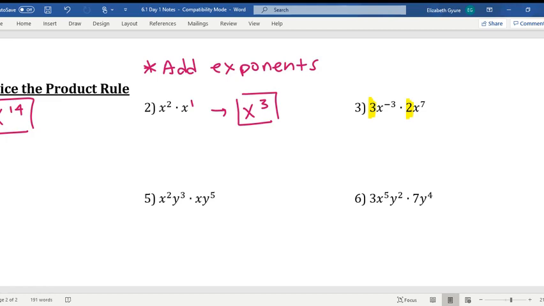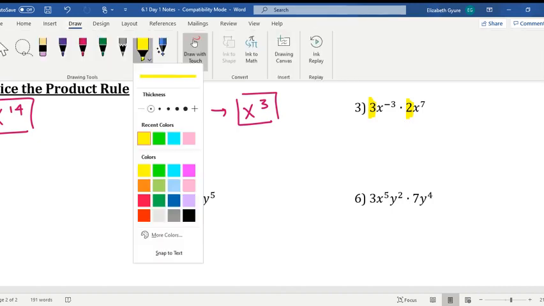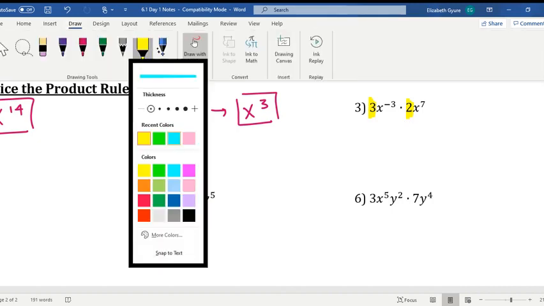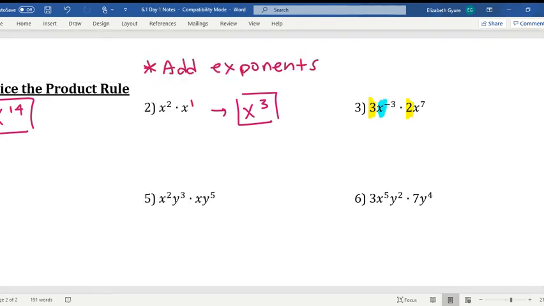So numbers go with numbers. See, this number is a base. It's a big number. It's not a little exponent up at the top, right? It's big. It's the same size as the x. So what we're going to do is 3 is going to go with the 2 because those are just regular old numbers. And then your variables go with your variables. Okay, so numbers with numbers, variables with variables.